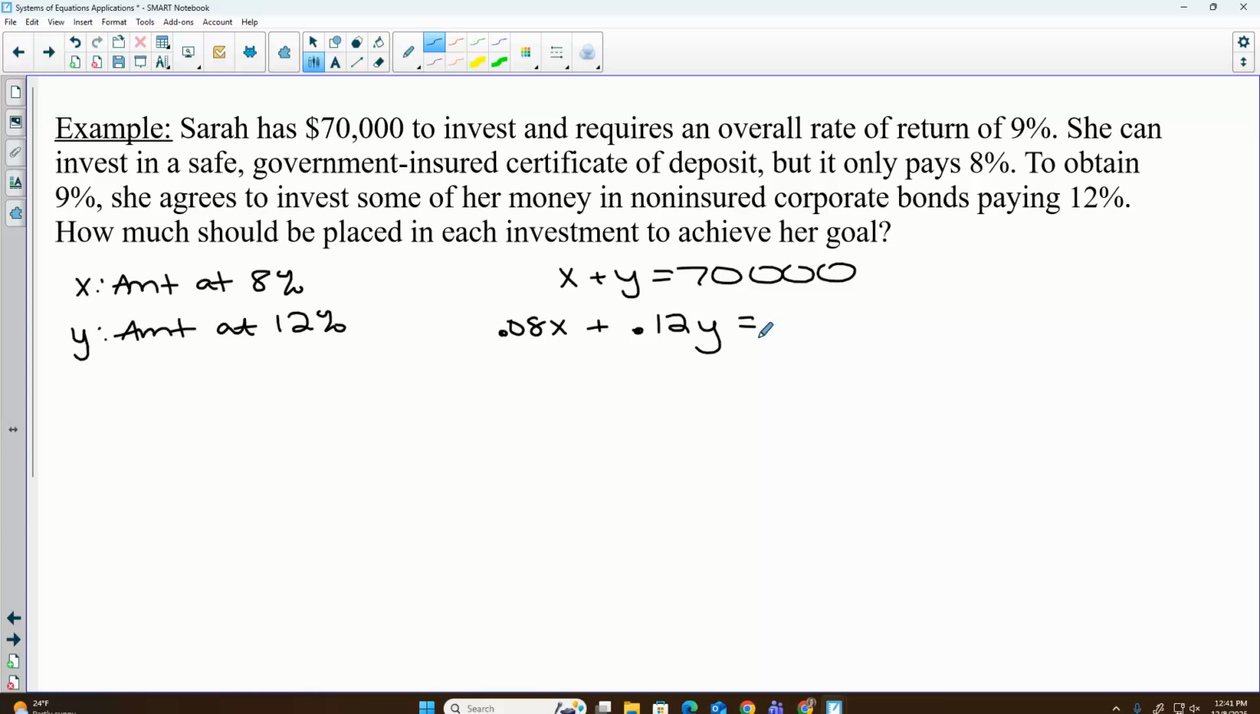Equals, how much were they trying to get? What was the goal? 9% of our total. So 0.09 times 70,000. Now, it might make sense to you to go ahead and multiply the 0.09 and 70,000. I just wanted to show you where that came from. So my second equation, 0.09 times 70,000 would be 6,300.